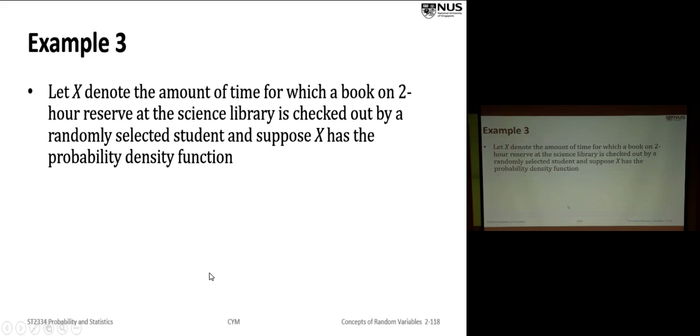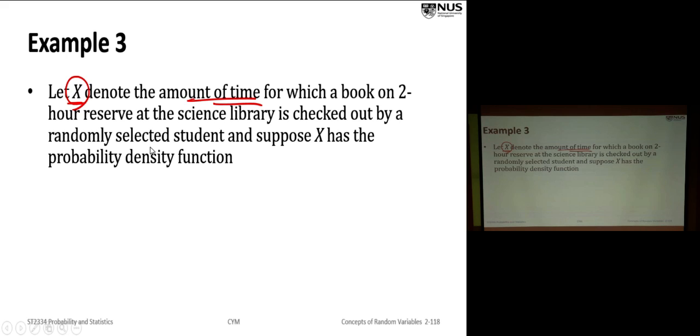All right. Now, here's another example. So suppose x, let me repeat, you must know what the random variable represents. What does it mean? When you do tutorial problems or tests or exams, you just have to define the meaning of all these random variables. So in this example, x is a random variable denoting the amount of time for which the book is checked out by selected students.